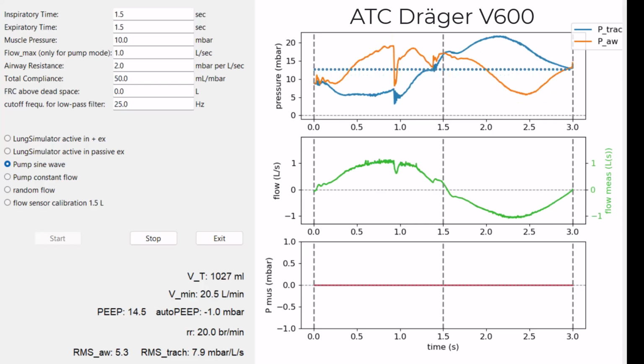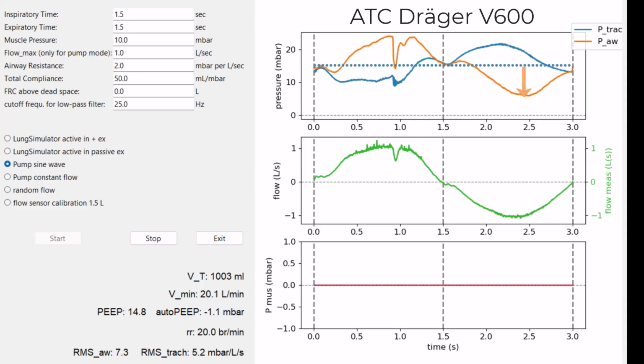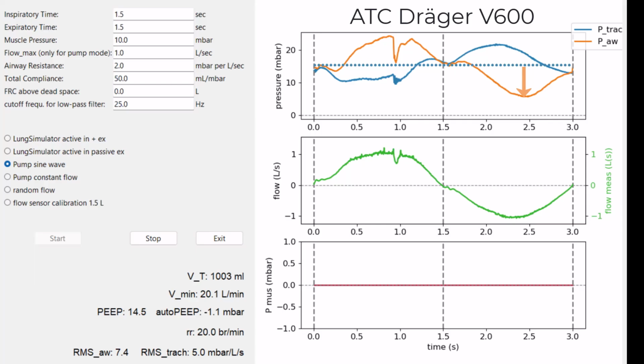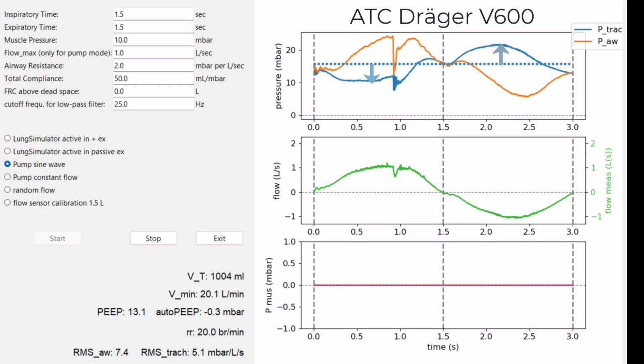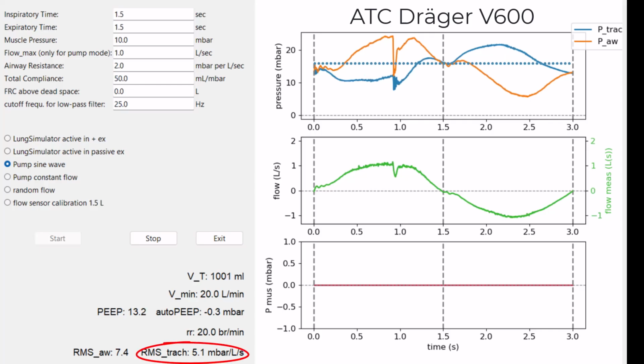Expiration not quite enough, and now I have a PEEP of 15 centimeters of water or millibar, and now we get the maximum tube compensation also in expiration. But as you can see, the tracheal pressure still deviates from our target pressure, the blue line, substantially, and the effective resistance is about 5.1 millibar per liter and second.